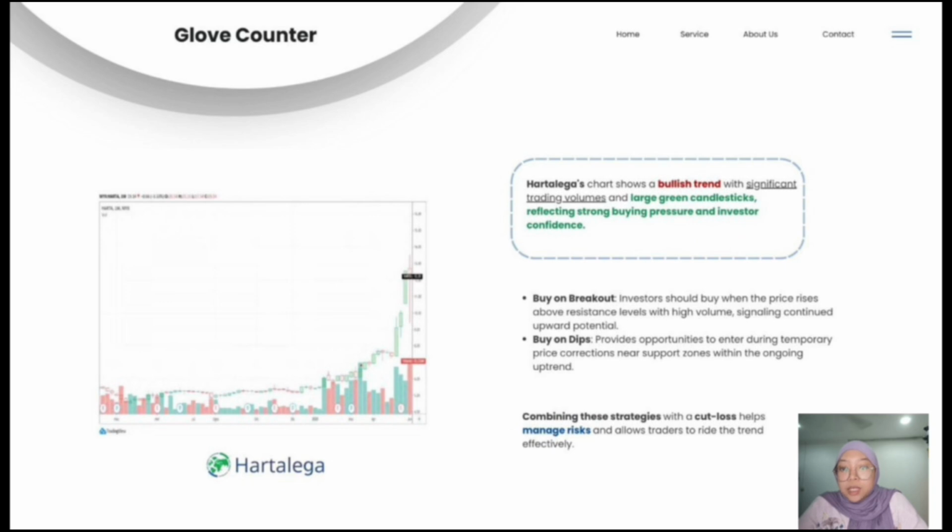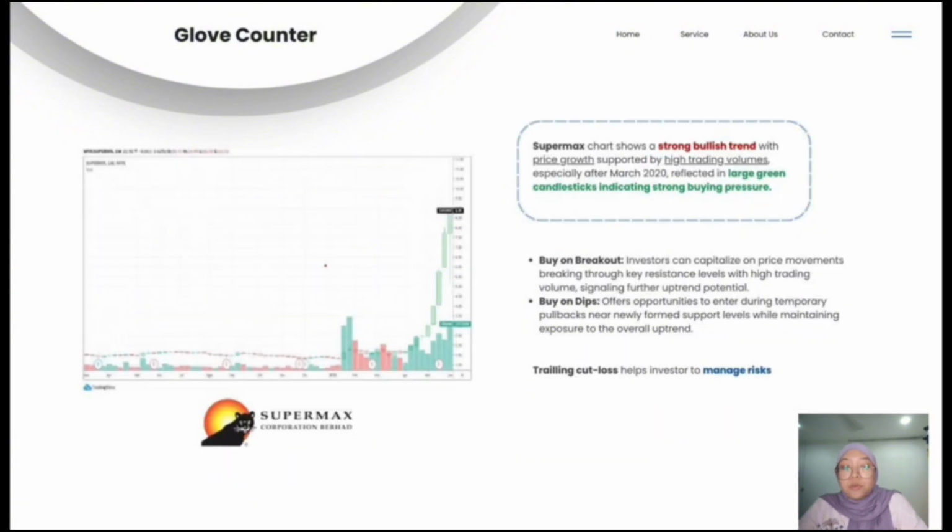Firstly, we would like to suggest using a buy on breakout strategy, where the investor should buy when the price rises above the resistance level with high volume, signaling continued upward potential, and buy on dips, which provides an opportunity to enter during temporary price corrections near support zones within the ongoing uptrend. Combining these strategies with a cut loss will help the investor to manage their risk and allow them to ride the trend effectively. And lastly, we will look at the Supermax chart.